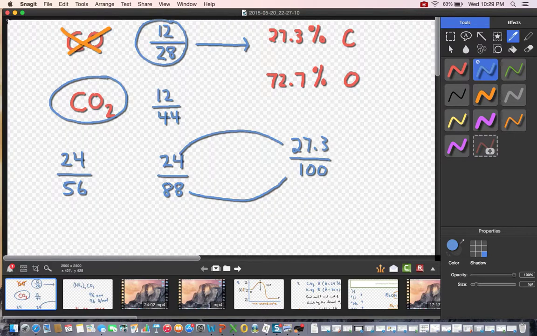You could reduce this if you wish to 6 over 22, to 3 over 11. And the beautiful thing about 11 in the denominator is I'm going to take the numerator and multiply it by 0.090909. Notice if I multiply this by 3, what do I get?